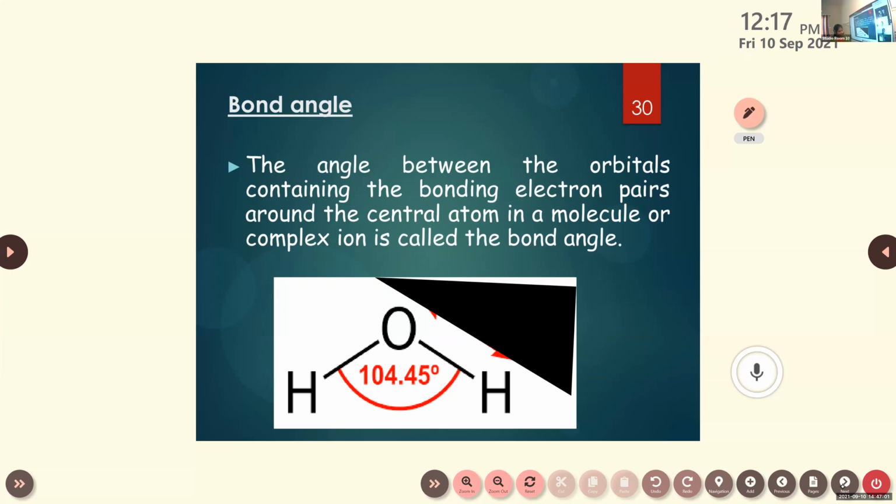Then we are moving to the second bond parameter, that's bond angle. The angle between the orbitals containing the bonding electron pairs around the central atom in a molecule or complex ion is called the bond angle. Here you can see this oxygen is bonded with two hydrogen atoms, right? The bonding electron pairs exist between oxygen and hydrogen, isn't it? So the bond angle between hydrogen, oxygen, hydrogen is 104.45 degree. So this is the second bond parameter.